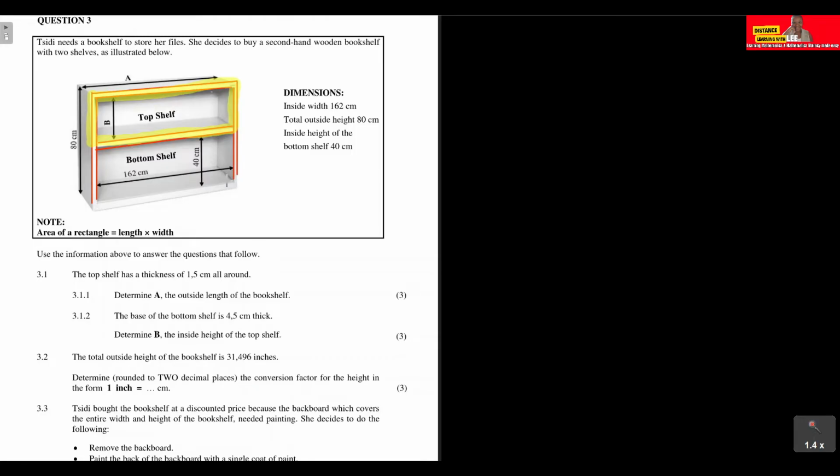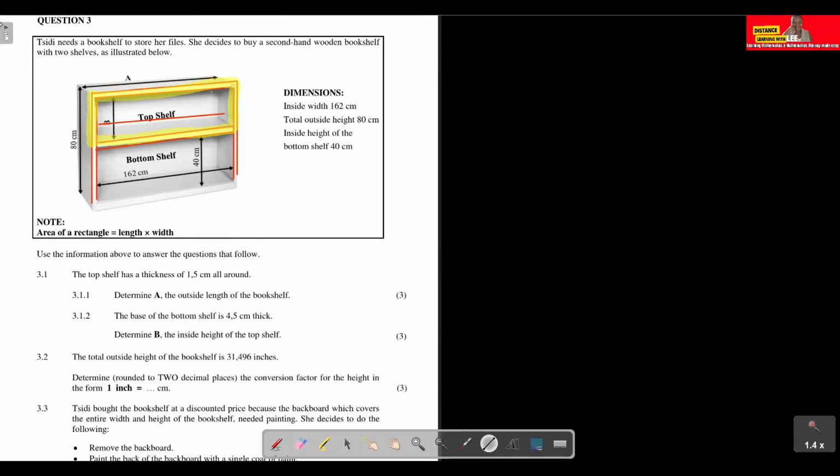We know what it is, meaning it stays the same. The inside length is constant at the bottom shelf and the top. So the inside length for the top shelf is 162 centimeters. However, the inside length is not the total length of our bookshelf. It's not A. So how would we get A?